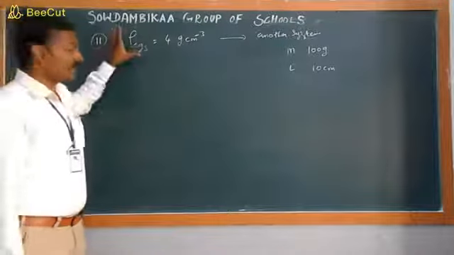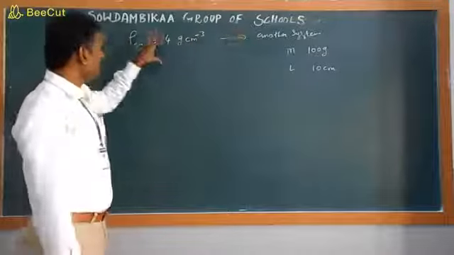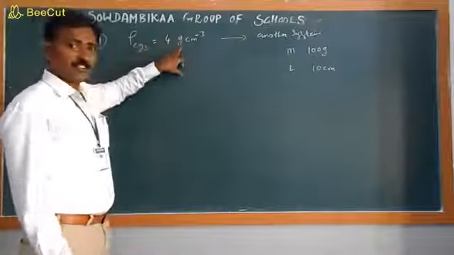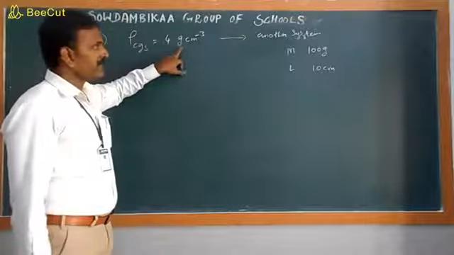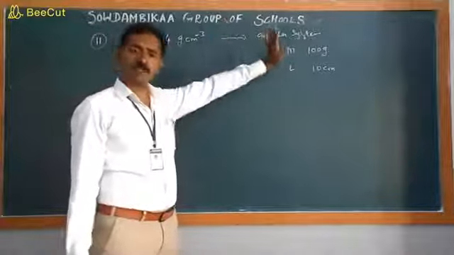Now we convert from one system of unit to another system. In the CGS system, the mass is denoted by 1 gram. But here the mass is denoted by 100 gram, and that is also given in our question. Okay.